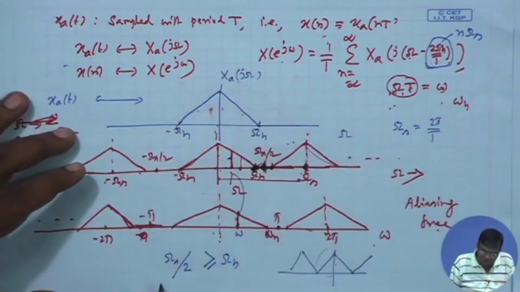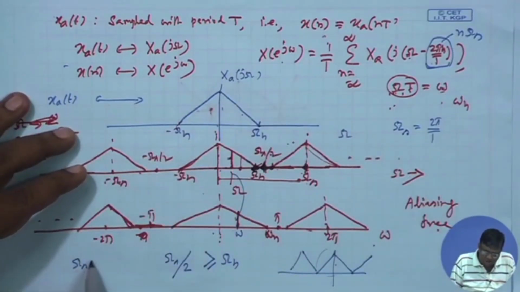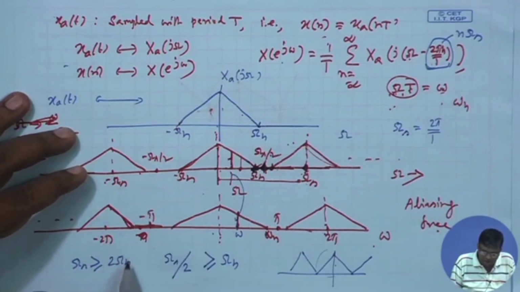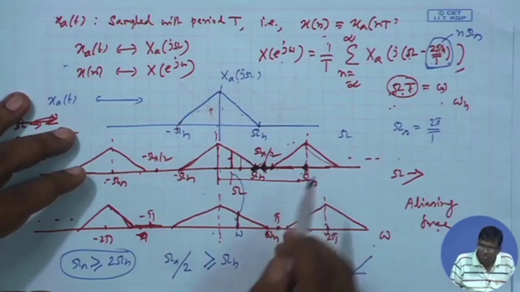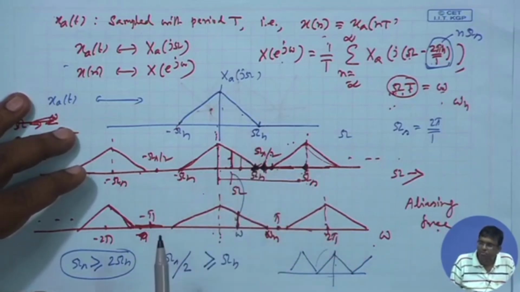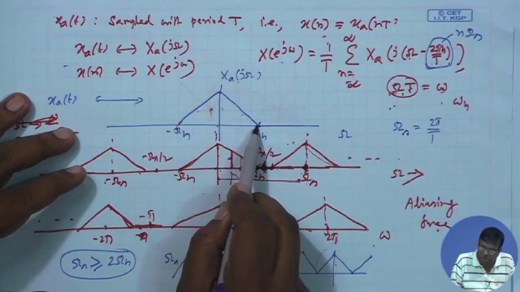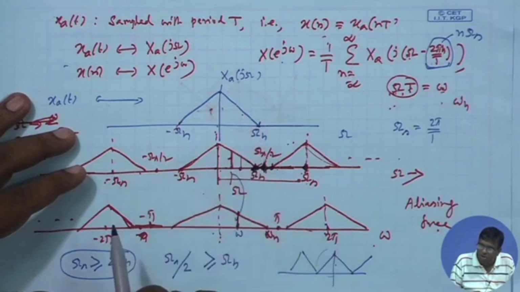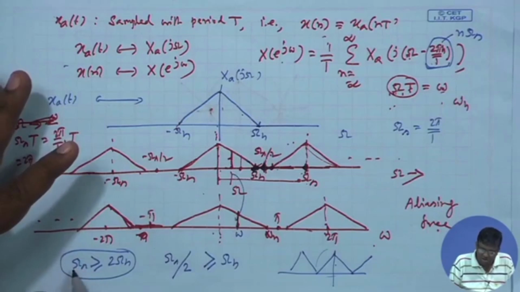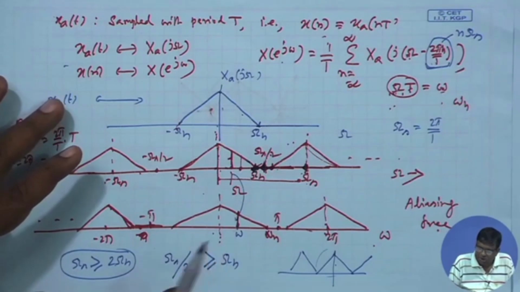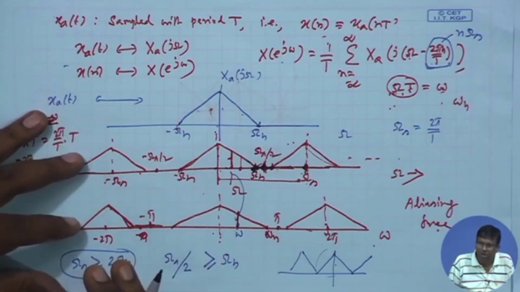This happens only if omega s is greater than or equal to twice omega h. That is, the analog sampling frequency must be greater than or equal to twice the band limiting frequency. Firstly, it should be band limited, it must be 0 somewhere, which I call the band limiting frequency, and then I should sample it at an analog sampling frequency omega s greater than or equal to twice omega h. This is called the Nyquist sampling rate, or the Nyquist sampling theorem.